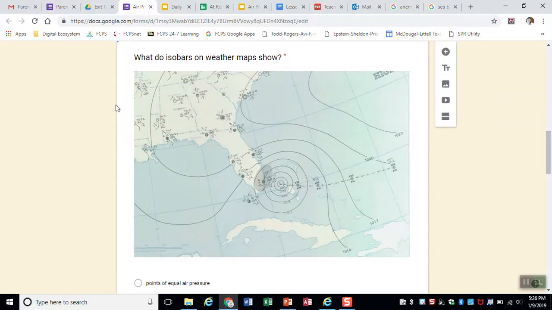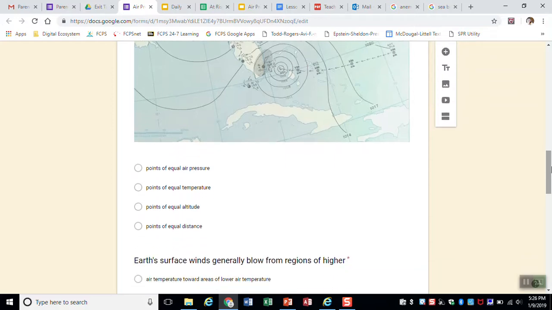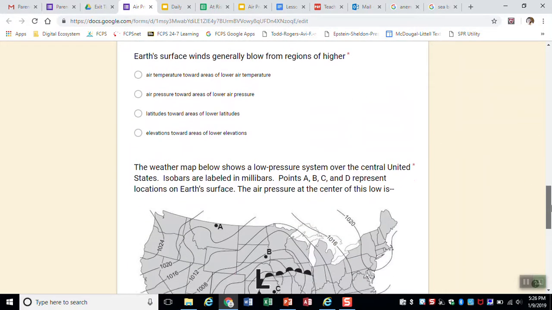This question says, what do isobars on weather maps show? Iso means equal. Bar, or barometer, is a tool that measures air pressure. So an isobar is a line on a map that shows areas of equal pressure, equal barometric pressure, equal air pressure, equal atmospheric pressure. So this is points of equal air pressure. The next question says, Earth's surface winds generally blow from regions of higher air pressure to areas of low air pressure. So winds blow from higher air pressure to lower air pressure.